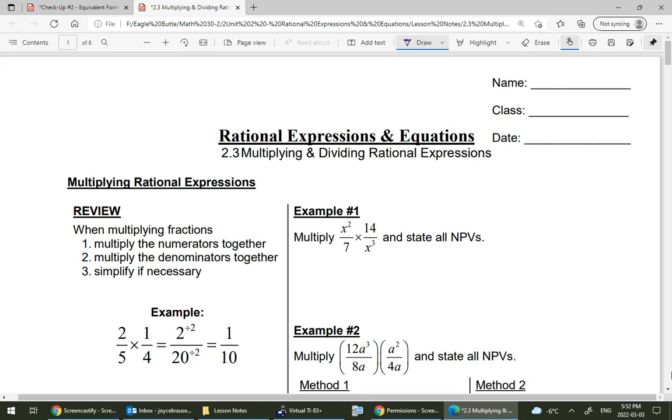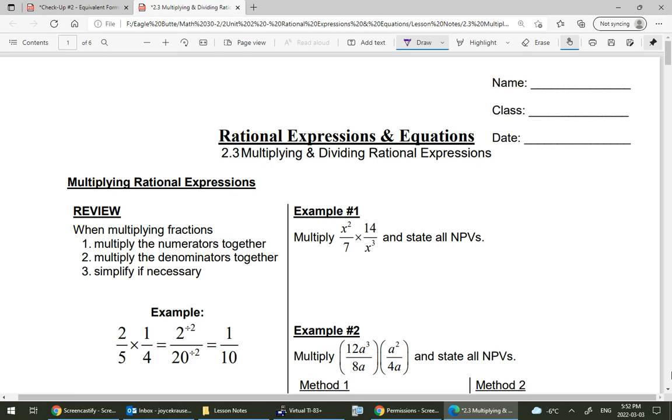We've looked at how to do non-permissible values, how to find our restrictions. And yesterday we looked at simplifying rational expressions. We also looked a little bit at equivalence. And today with the multiplying, it's going to be very similar to what we did with simplifying, but now we're going to put two expressions together.